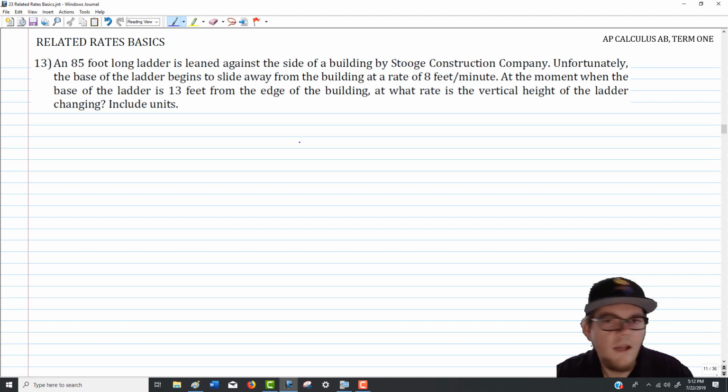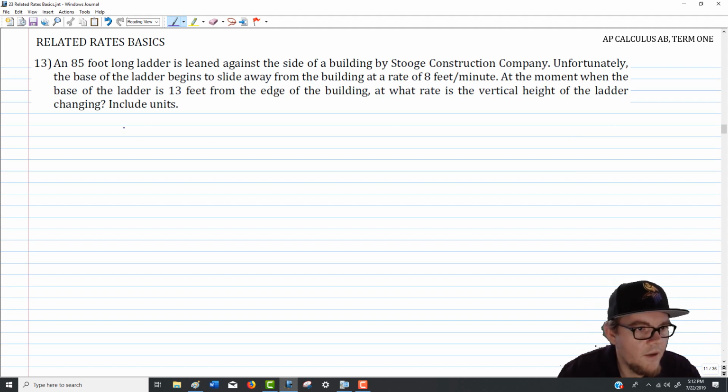Okay, and then for the last one that I'm going to do today, I'll finish up the rest of them tomorrow. Let's look at our first Pythagorean problem. In our situation here, we have an 85-foot long ladder, which is one heck of a ladder, leaned up against the side of the building by Stooge Construction Company. Unfortunately, the base of the ladder begins to slide away from the building at a rate of 8 feet per minute. So let's start with a quick little illustration of what we're talking about here.